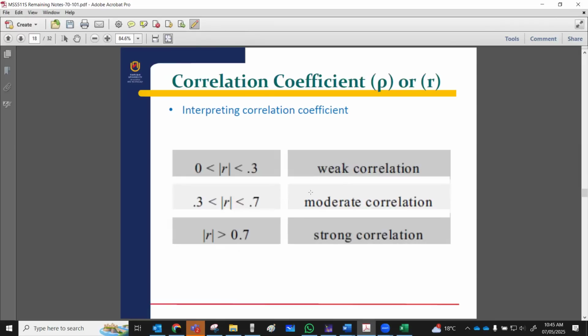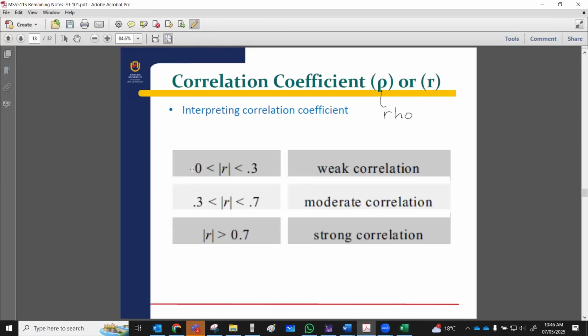So depending on what we get for our correlation coefficient, this is a Greek letter. It is rho. Okay, so it looks like a P, but it is actually the Greek letter rho, and that is why we in English refer to it as R.